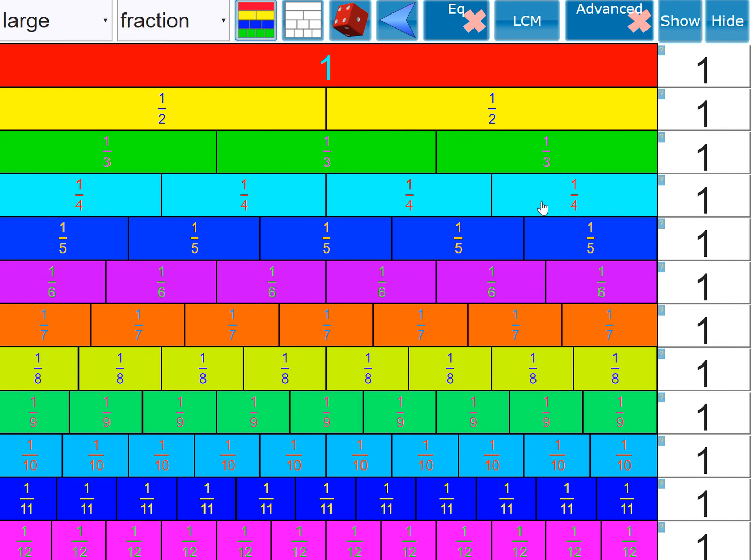And if I want to know how many fractions make up a whole, if I've got quarters, I need 1, 2, 3, 4. And for tenths, if I've got 10 tenths and I take away 1, I've got 9, 8, 7, 6.